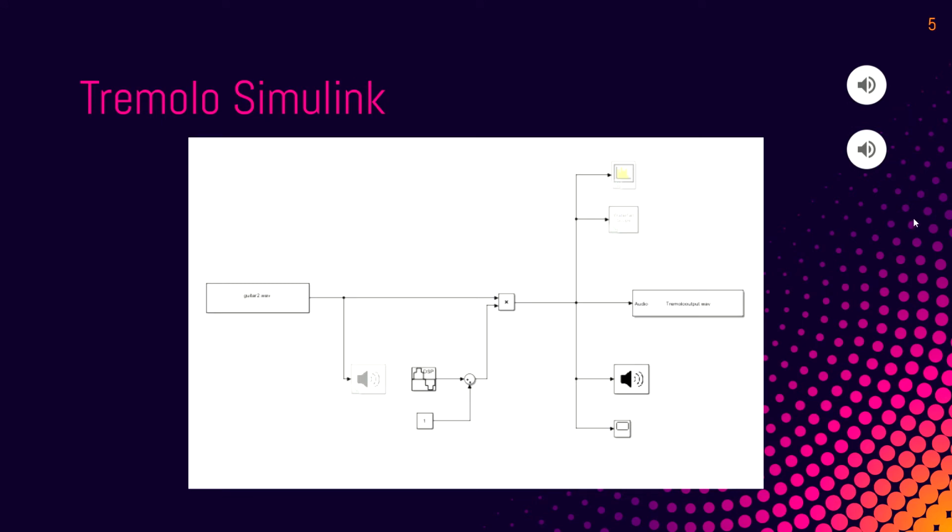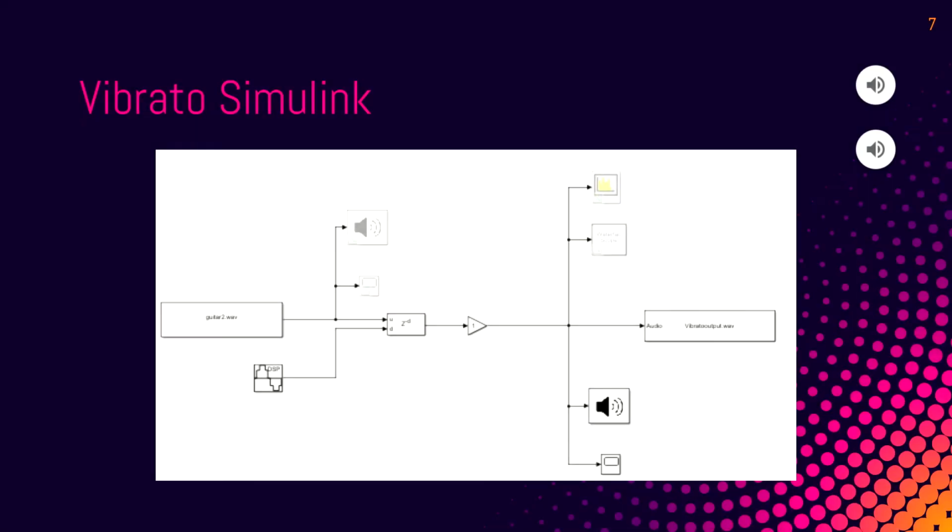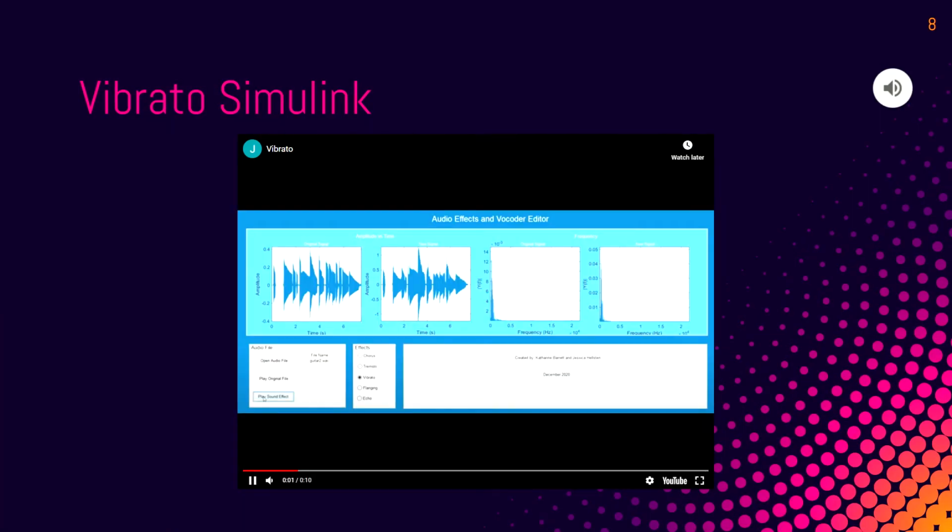Here is the sample audio after the tremolo effect in Simulink. Here is an example of our tremolo Matlab code for comparison. And here is the sample audio after the vibrato effect in Simulink. Here is an example of vibrato shown through Matlab code.